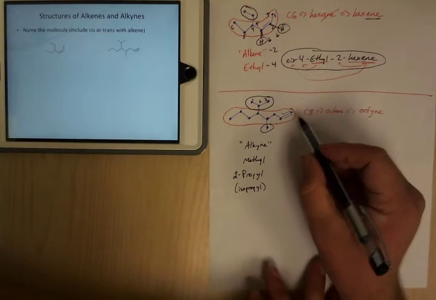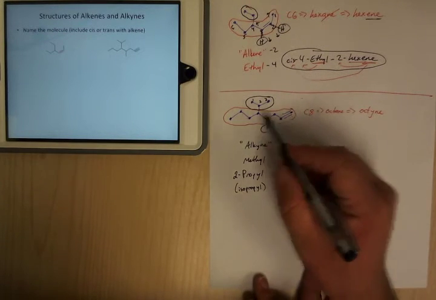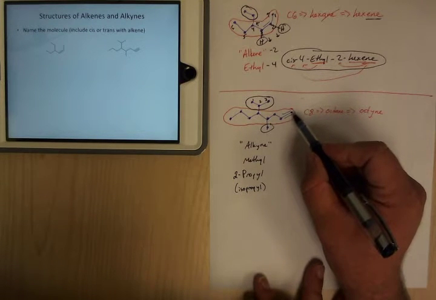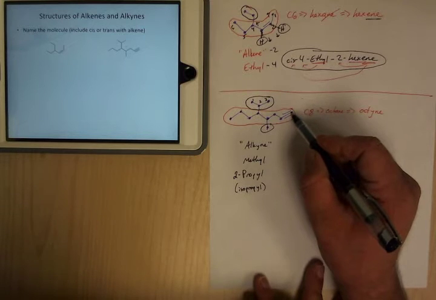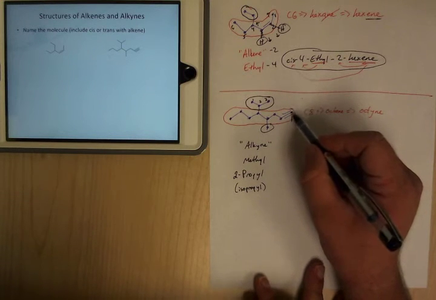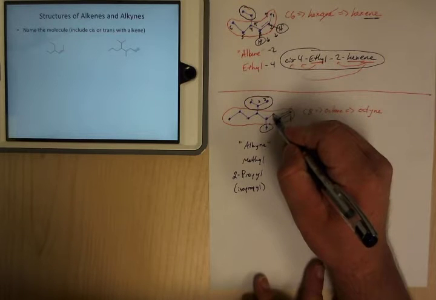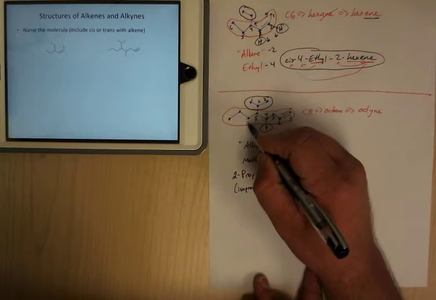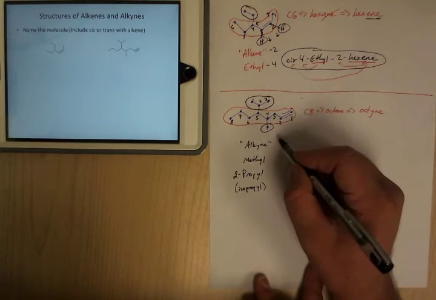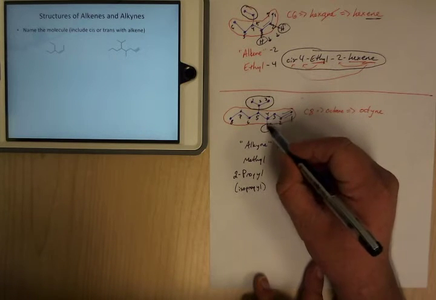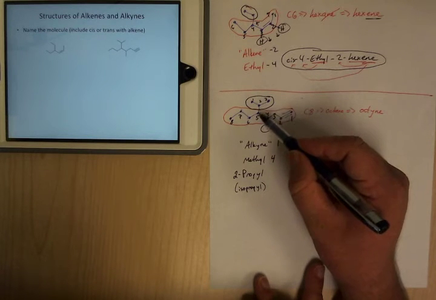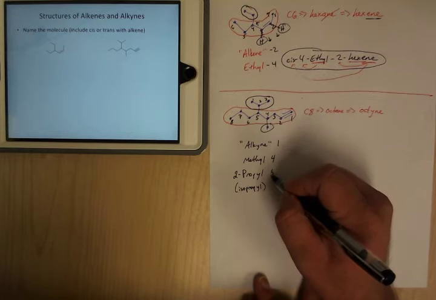But anyways, we need to get the numbering on the main chain. We need to start on the side that has the triple bond. So this side is closest to the triple bond, obviously, because carbon 1's attached. Starts at carbon 1: 1, 2, 3, 4, 5, 6, 7, 8. So the alkyne starts at carbon 1. The methyl group is hanging off of carbon 4, and the 2-propyl group is connected to the main chain through carbon 5.